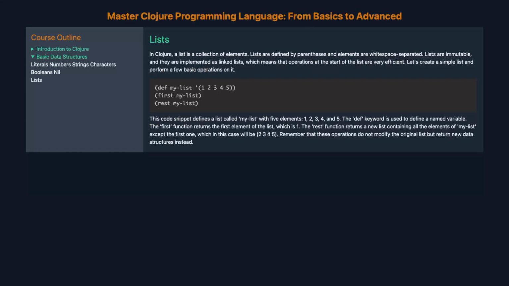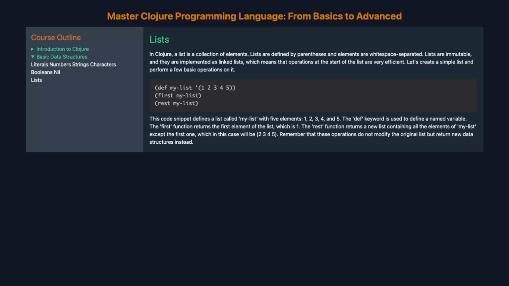Lists. In Clojure, a list is a collection of elements. Lists are defined by parentheses, and elements are whitespace separated. Lists are immutable, and they are implemented as linked lists, which means that operations at the start of the list are very efficient. Let's create a simple list and perform a few basic operations on it.